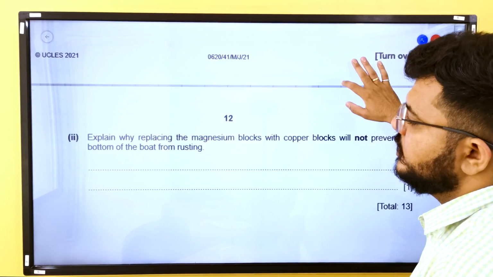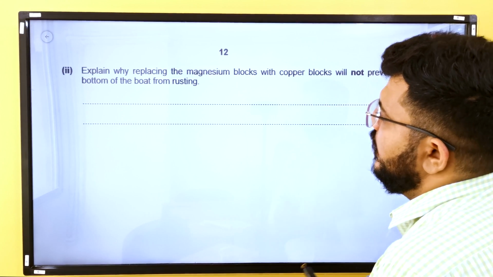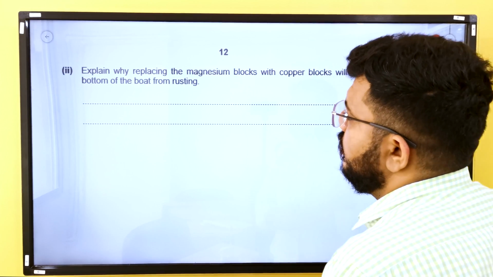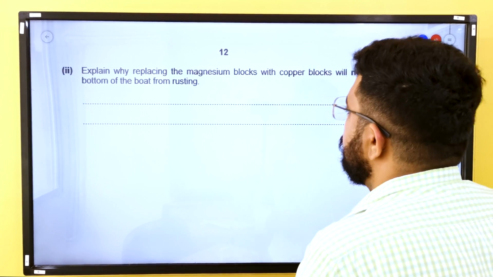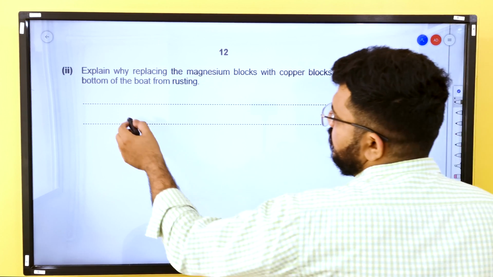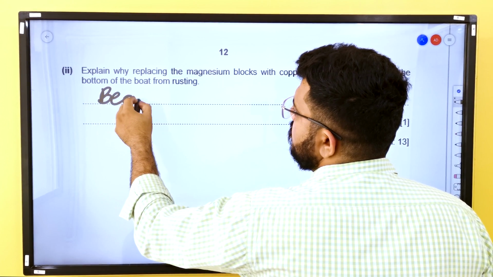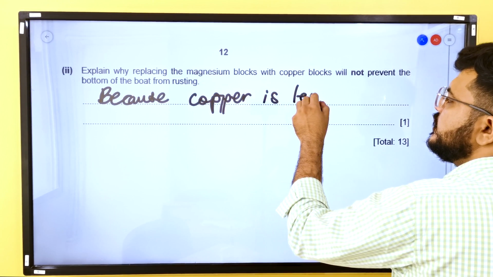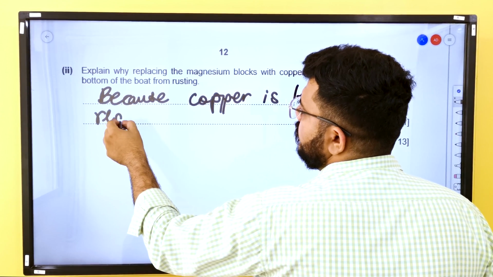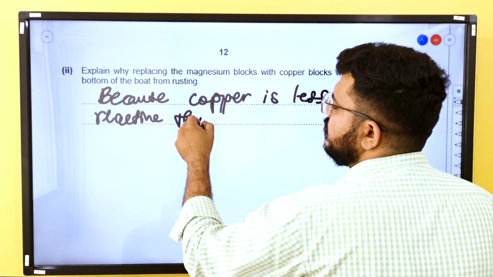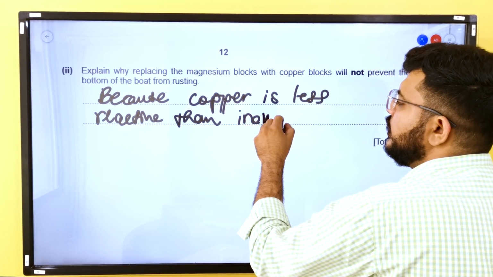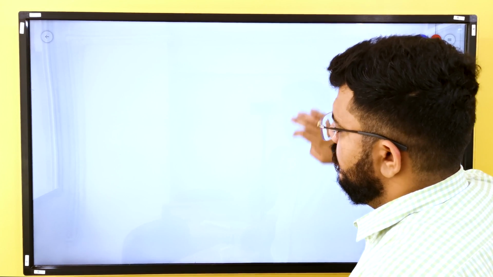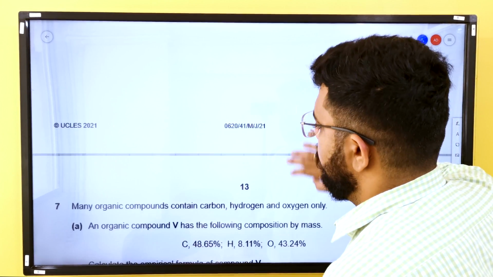Okay. Question part 2. Explain why replacing magnesium blocks with copper blocks will not prevent the bottom of the boat from rusting. Simply because copper is less reactive than iron. Right? It will not react before iron, rather it will react after iron. Okay, let's go to the next question.